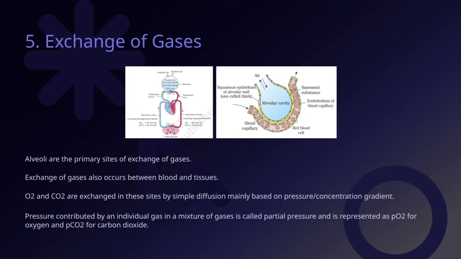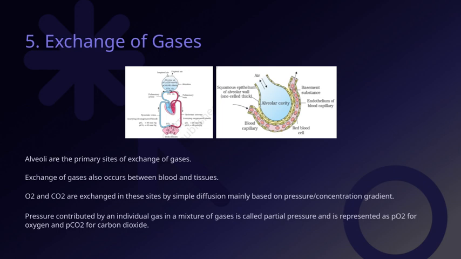Let's talk about the pressure contributed by individual gases in a mixture. This is called partial pressure, and it's a way to measure how much of each gas is exerting pressure within the mixture. For example, we use PO2 to represent the partial pressure of oxygen and PCO2 for carbon dioxide. Now, these gases don't stay put. They're exchanged mainly through simple diffusion. This process happens because of pressure or concentration gradients, meaning gases move from areas of higher partial pressure to areas of lower partial pressure.